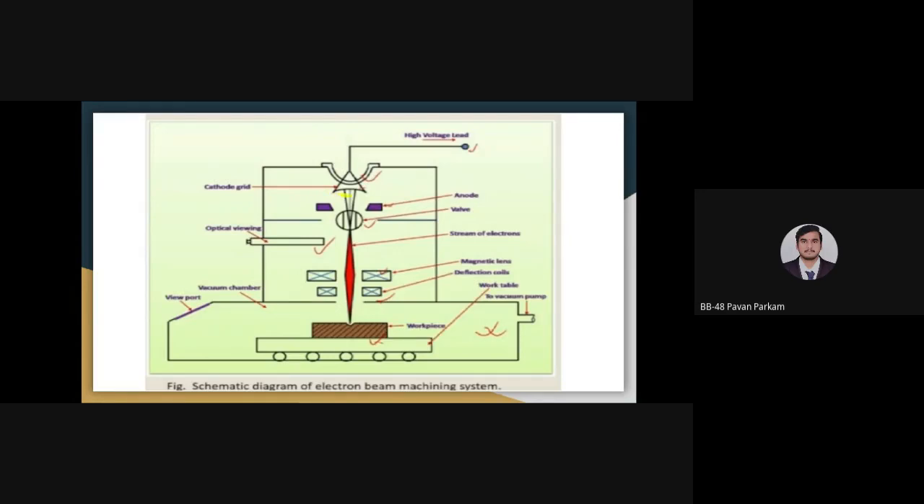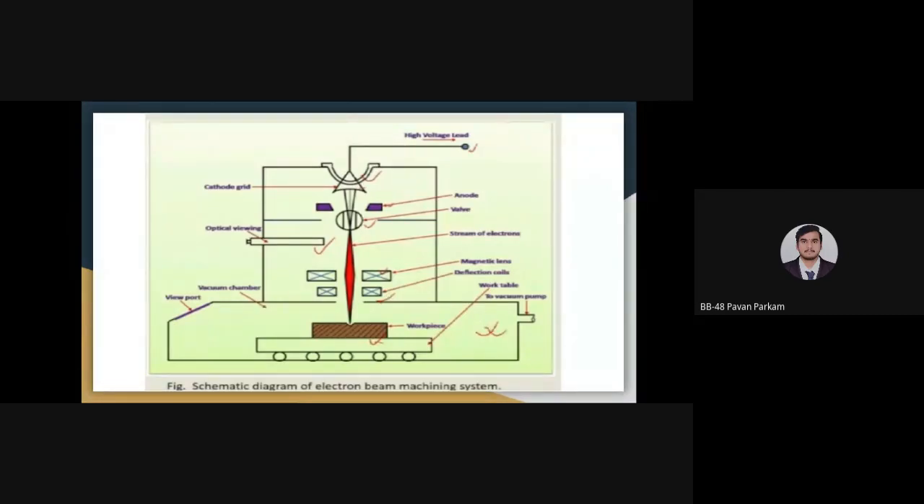So this cathode filament is actually heated up by using the high voltage lead. Now the small question arises: how to produce the electrons? To generate the electrons, here we are going to use the tungsten filament cathode. Now to heat that tungsten filament, here we have used a high voltage lead.